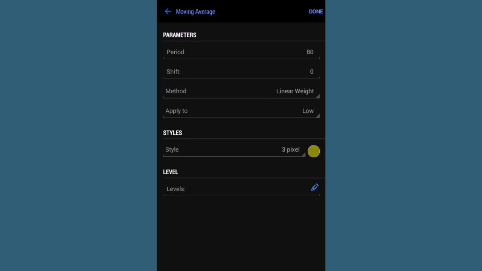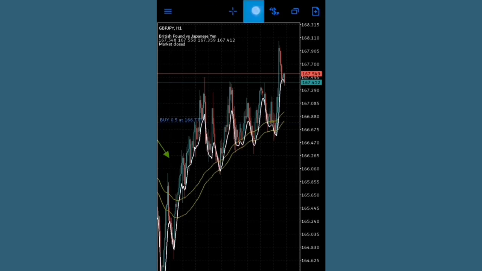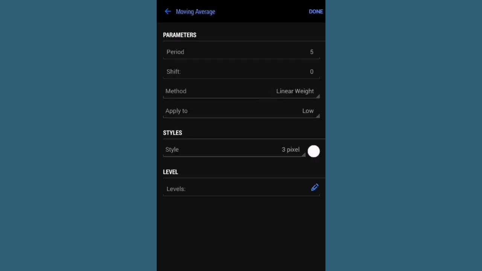You come to the second moving average, which is the 80 moving average, method linear weighted, apply to low, the style, you can put a style and color of your choice that's going to be visible on the main chart. And then you add the last moving average, which is the 5 period moving average, method linear weighted, apply to low, the style. This is where I have the white moving average. If your background is white, please put a darker color. You can put black, navy blue, anything that's going to be visible, and then you click done.